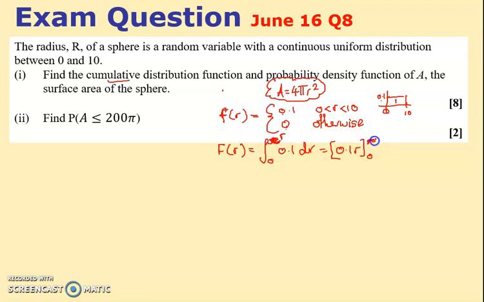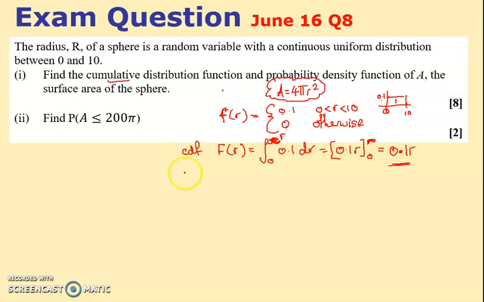Silly mistake again. Make lots of those today. So it usually goes from 0 to x. So 0 to r in this case. So if I put r in, I get 0.1 r out. Put 0 in, it disappears. So my answer is actually 0.1 r. Okay, so now I've got my f of r, my CDF is done.